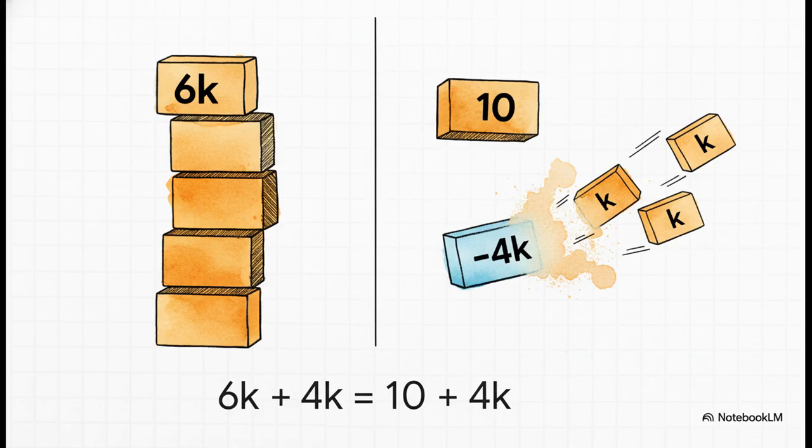Okay, but what if one of the variables is negative? The rule still works. Negative 4k is definitely smaller than 6k. So to move it, we do the inverse of subtraction, which is to add 4k to both sides. On the right, the negative 4k cancels out, leaving 10. On the left, 6k plus 4k becomes 10k. Now we have 10k equals 10. Divide by 10, and k equals 1. The rule holds up every time.